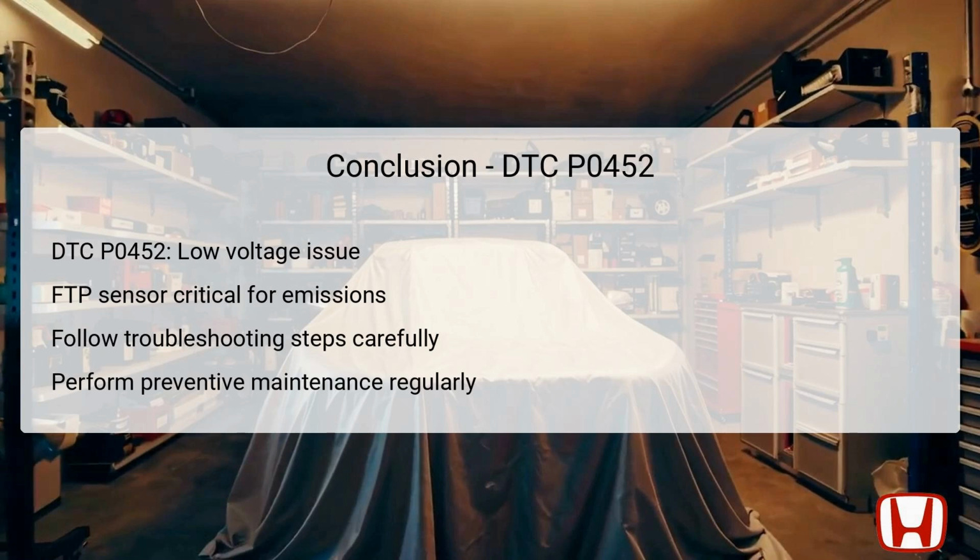In conclusion, DTC P0452 signifies a low-voltage condition in the FTP sensor circuit, directly affecting the vehicle's emission control system. The FTP sensor is vital for accurately monitoring fuel vapor pressure and ensuring compliance with environmental regulations. Following the discrete troubleshooting steps is essential to pinpoint the exact cause of the issue, whether it be related to the sensor, wiring, or ECM. A systematic approach not only facilitates effective repairs, but enhances diagnostic confidence.